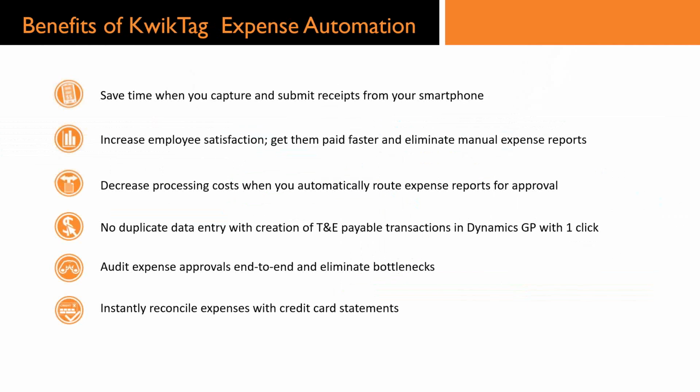From an accounting standpoint, we're decreasing processing costs because automatic routing for approval is done in seconds instead of days or weeks. And there's no duplicate data entry needed. The accounting team does not need to go back and recreate those payables transaction entries, which is a big time saver. And sometimes, as a quick aside that ties together the AP automation side and the expense management side, companies pay their corporate vendor invoices with a corporate credit card.